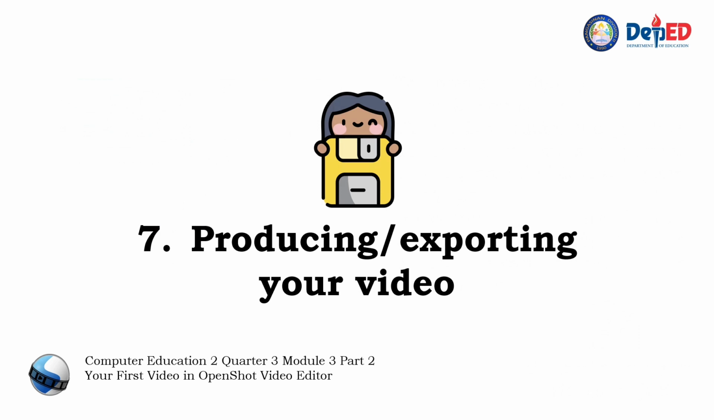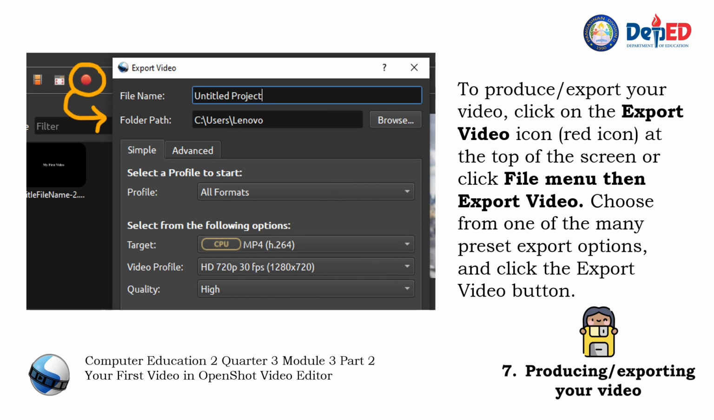Producing or exporting your video. Producing or exporting will convert your OpenShot project into a single video file, which will work on most media players such as VLC or websites, such as YouTube.